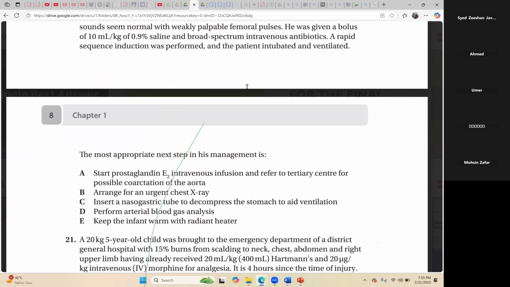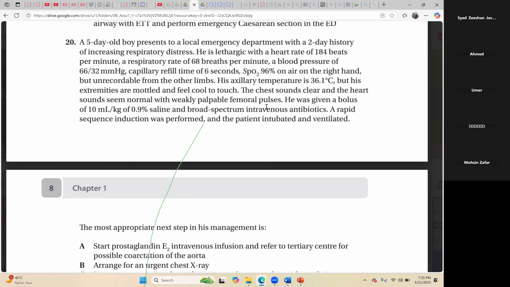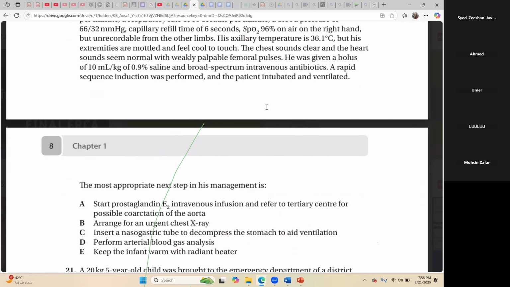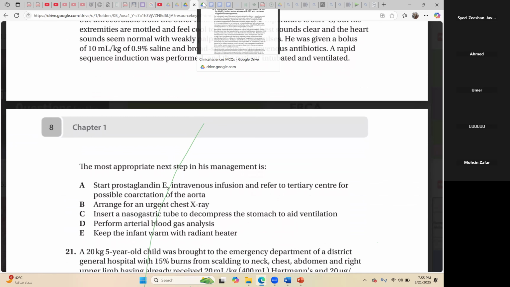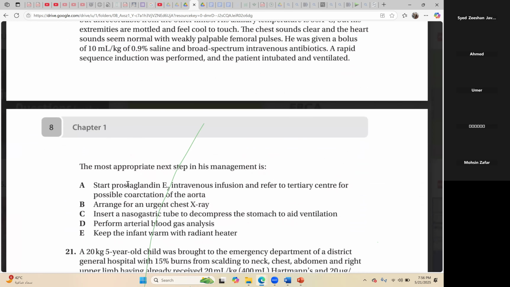So, what to do? Because they have weak femoral pulses. Okay, let's see what the options are. Actually, prostaglandin E2 is used if the patient has coarctation of aorta, they need persistence of this PDA. So for this one, the aim is to keep the PDA persistent. Okay, that's what they have said in this scenario.